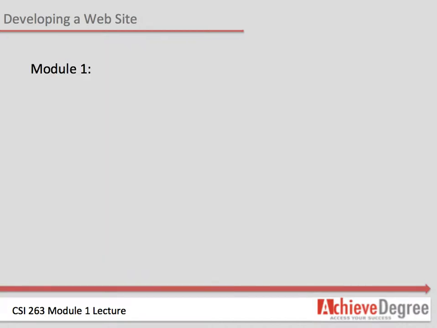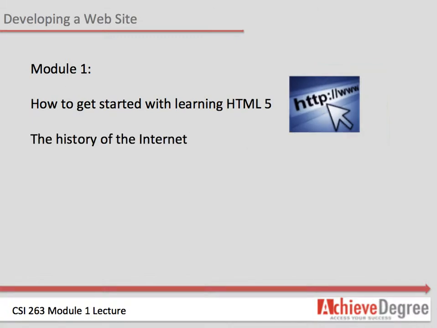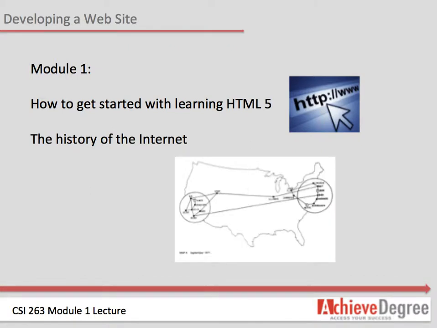In Module 1, you will learn how to get started with learning HTML5 and how to build your very first web page. You will learn and explore the history of the Internet, beginning with the formation of ARPANET, the first technical foundation of its kind that paved the way for the Internet, the formation of HTML, a document file that is read and rendered across various browsers.